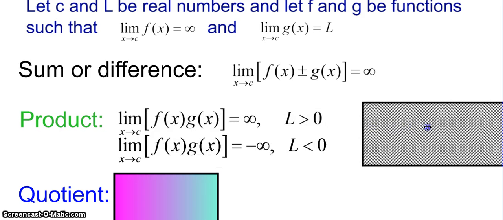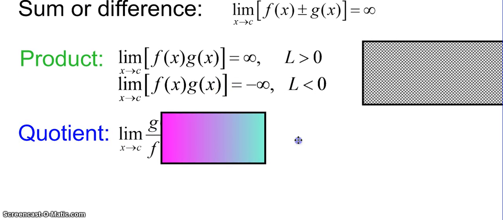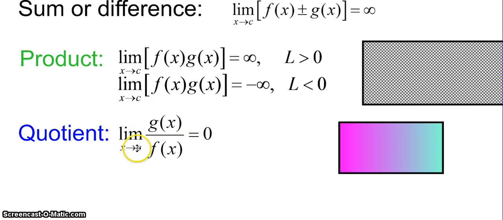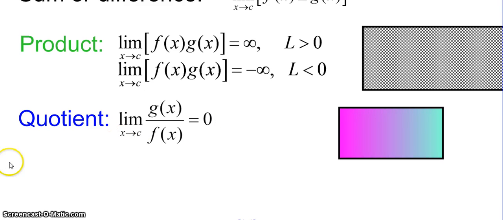What if I multiply? So f of x times g of x is going to equal infinity if the limit of g of x was positive, and it's going to equal negative infinity if the limit of g of x was negative. What if I divide? The limit as x goes to c of g of x over f of x is going to equal 0. So what that's saying is if I just take a number divided by infinity, that is going to equal 0 because that's what it's going to approach.